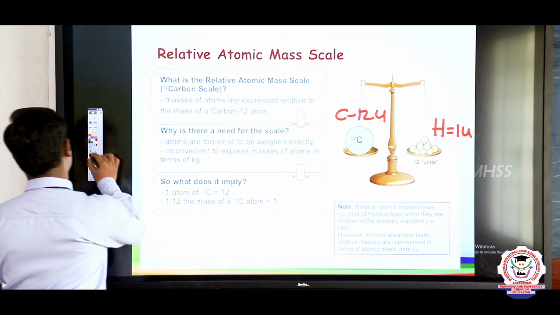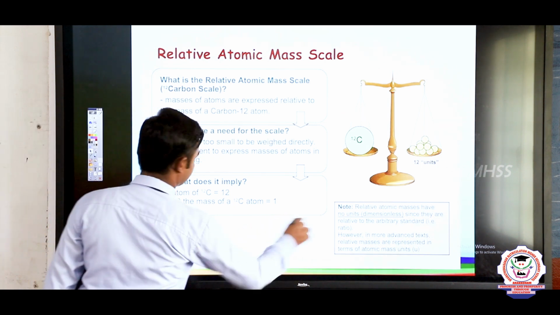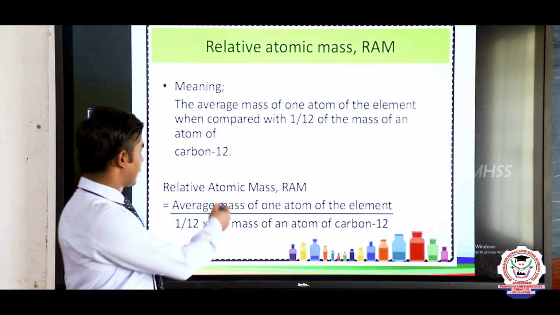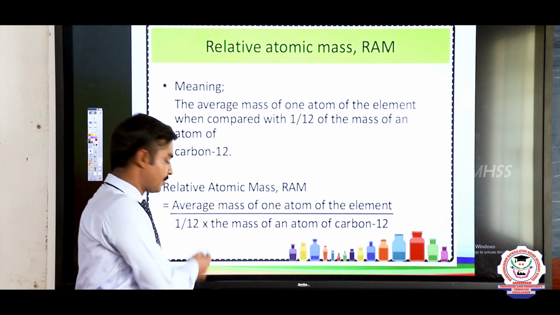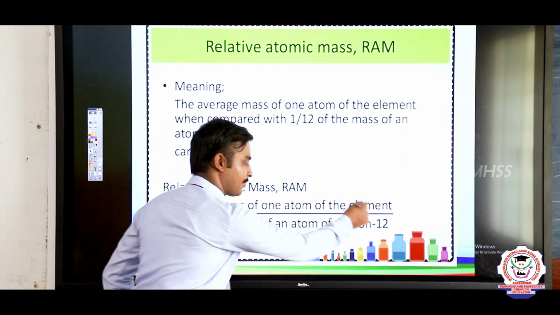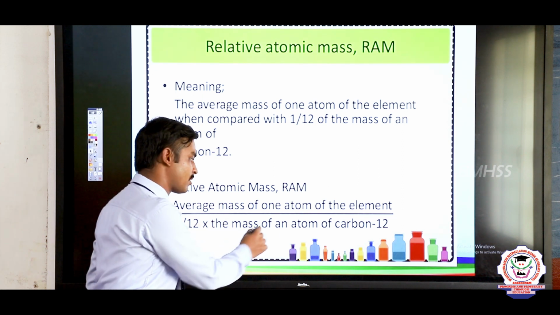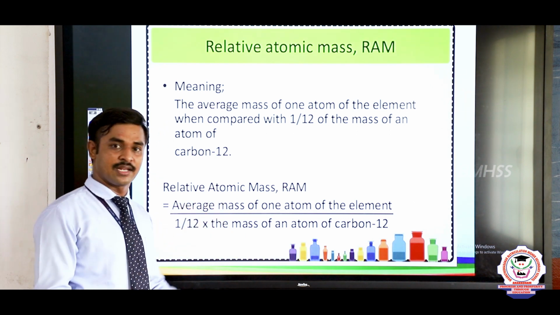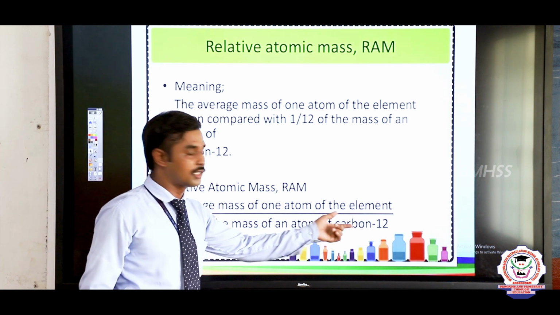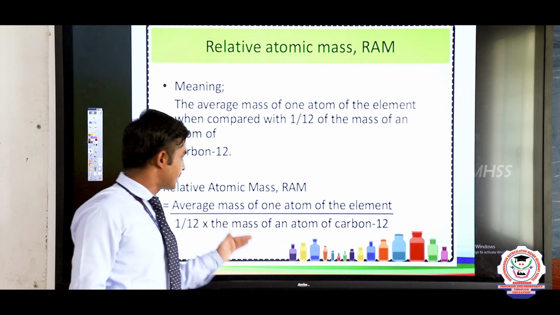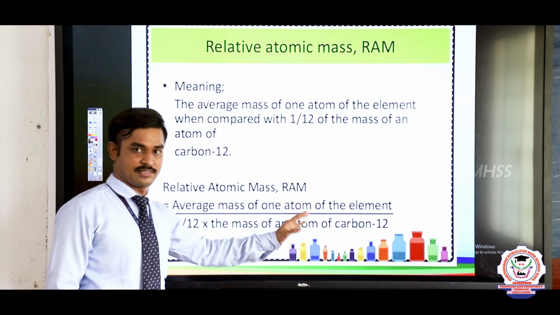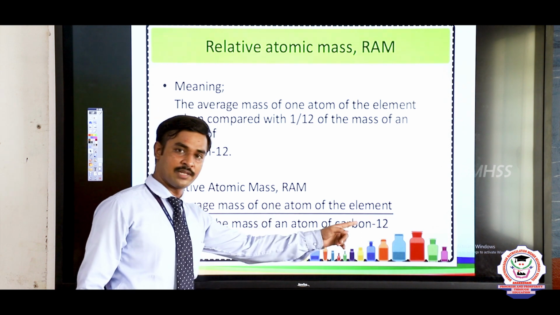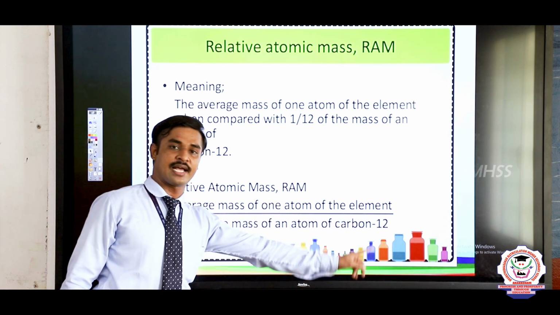We can explain the relative atomic mass another way, as a ratio. The relative atomic mass is the ratio between the average mass of one atom of the element and 1 by 12th mass of the C12 atom. So, the ratio of the average atomic mass of our required element and 1 by 12th mass of carbon 12 atom is called the relative atomic mass. I repeat, the relative atomic mass is the ratio between the average atomic mass of one element and 1/12th mass of the carbon 12 atom.